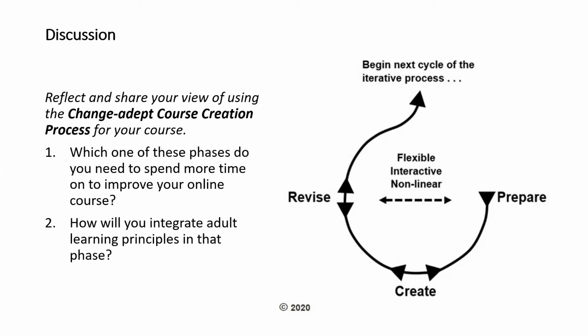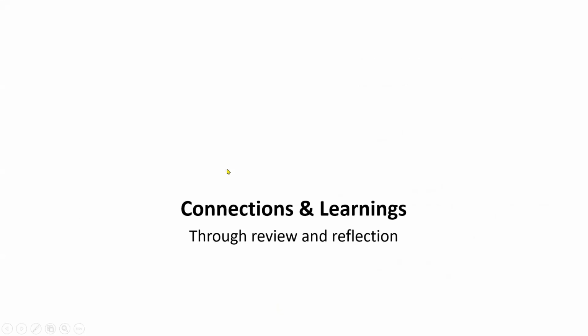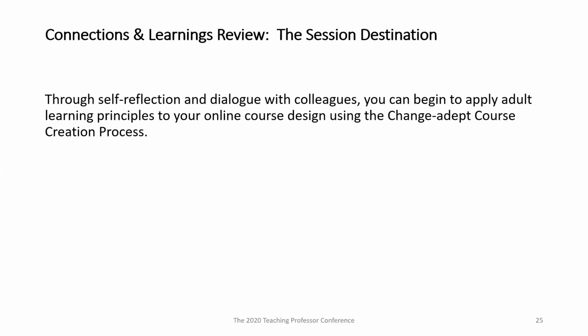I think we will now review what we talked about. We're going to look at connections in your learnings through reflection and review. To go back to what we started with, which was our course session destination: through self-reflection and dialogue with colleagues, you can begin to apply adult learning principles to your online course, using the Change-adept course creation process. By now you should have some idea about what these words mean, having heard from Catherine and Wendy. As we continue this review, consider whether or not you think we reached this destination.